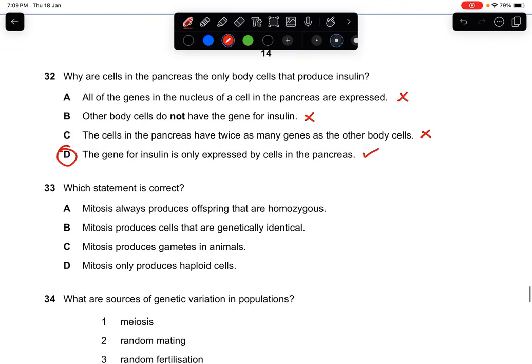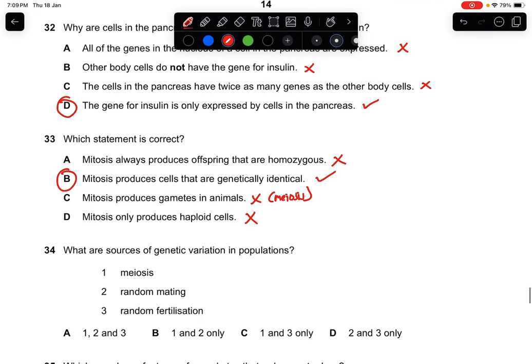Question 33. Okay, which statement is correct? Mitosis always produces offspring that are homozygous. No, it can be either. Mitosis produces cells that are genetically identical. Yes. Mitosis produces gametes in animals? No. Gametes are produced when diploid goes to haploid, which is actually meiosis. Mitosis only produces haploid cells. No, they can also produce diploid cells. So the answer is B.